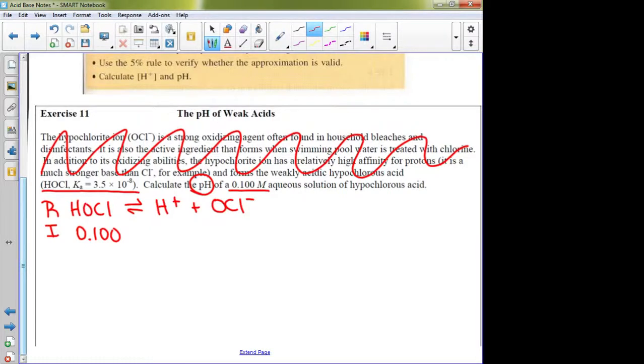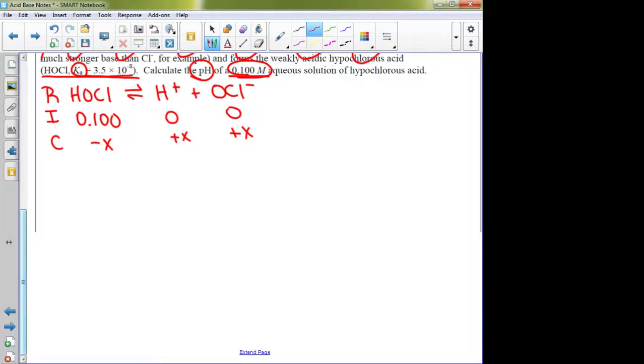Remember, this is my Ka. So this is my initial concentration. My initial concentration of my products is assumed to be 0 and 0. So when I change, it's going to be losing x and adding x, adding x. So at equilibrium, I will be at 0.100 minus x, and then x, x.